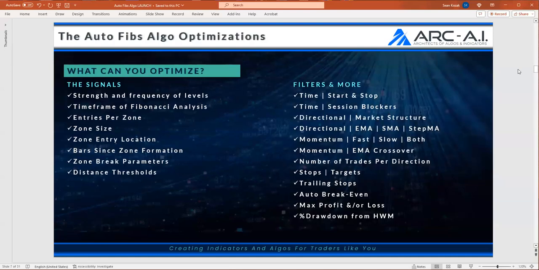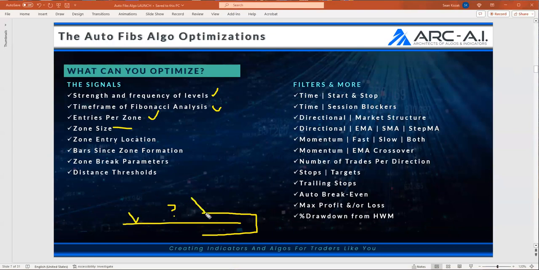Now, when you optimize these signals, you're going to be able to optimize the strength of the signal, which is powerful. You're going to be able to optimize the time frames of the signal. You can optimize how many times you want to trade a level. If you've got a support level, how many times do you want to play that level off support or off resistance? We can optimize the size of the buffer zone around the signal, so that if you don't want to just enter right as it touches the fib, but want to touch the area around it, we can optimize for that.